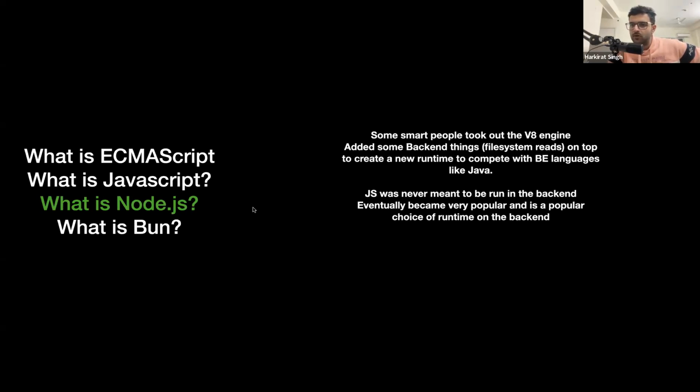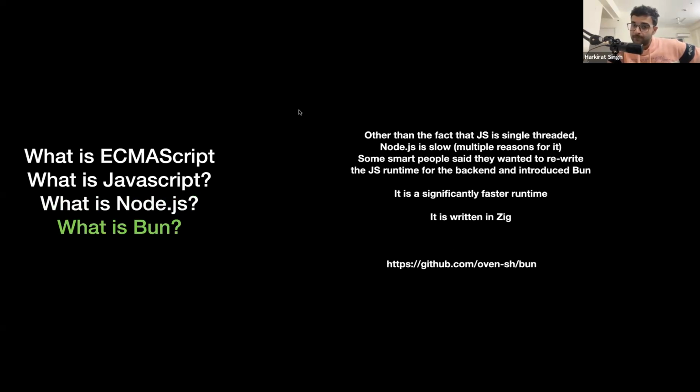For example, if you run a simple for loop in Node.js versus in Bun, it will be significantly faster in Bun, and there are a bunch of other use cases where Bun is 100 times faster. So what is Bun? Other than the fact that JavaScript is single threaded, it is single threaded in both of them. It's not like Bun made it multi threaded.